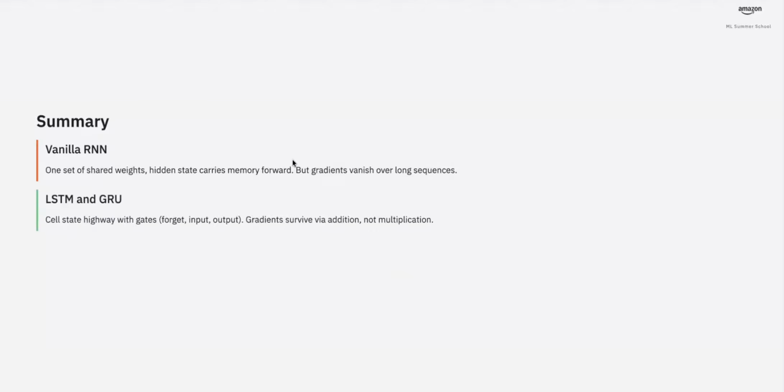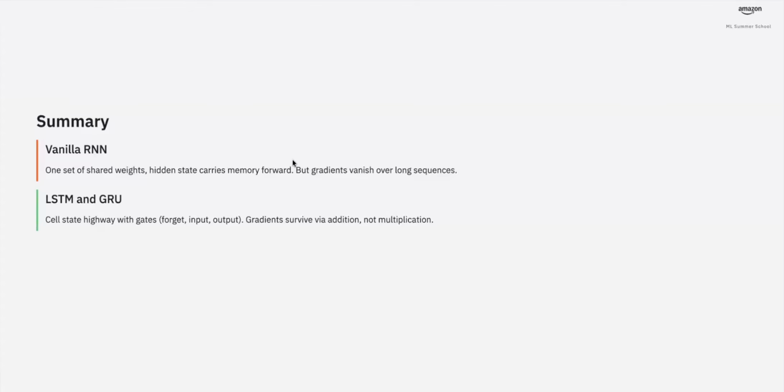Okay, let me bring everything together before we go to questions. We started with vanilla RNNs. The core idea is simple and elegant: one set of weights shared across every time step and a hidden state that gets updated at each step and carries information forward. That is what lets a single small network process a sequence of any length. But the moment you try to train it on a long sequence, you run into the vanishing gradient problem. That is exactly the problem that LSTMs and GRUs were designed to solve.